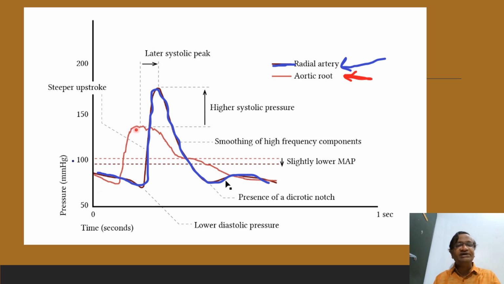So this is the aortic root pressure, the red one. This is the radial artery pressure, the blue one. See the difference. It is slowly peaking, but peaking high. The curve is like this and goes down like this. Still the diastolic may not change much. The dicrotic notch sometimes comes low down like this.